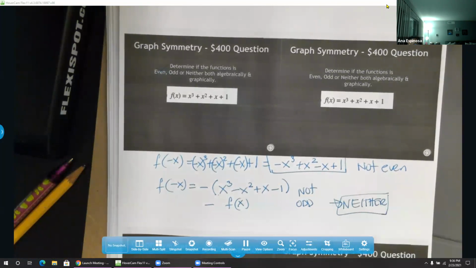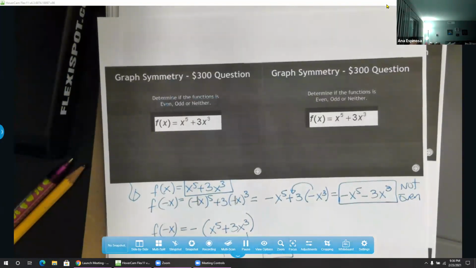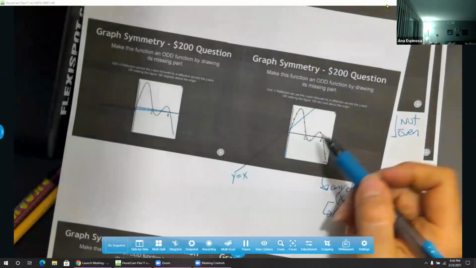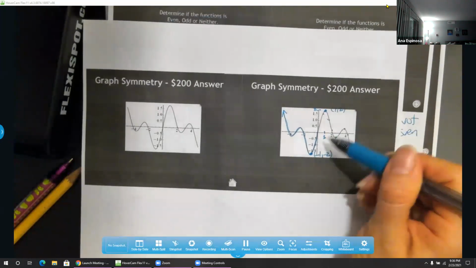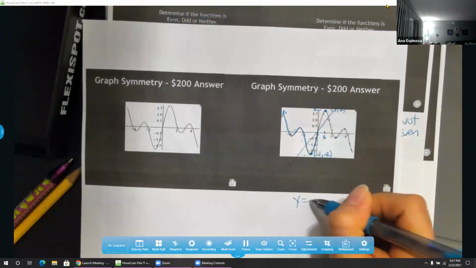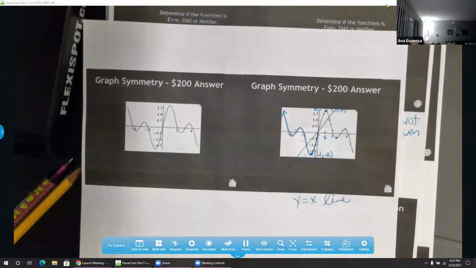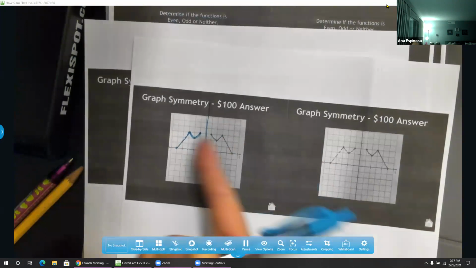It's not even nor odd. Okay, and you can check graphically for the odd functions, like this one, like the previous one. When you graph them, the graph would look something like that. You would have all the dots on this side be reflected over here on this side across this y equals x line. For the even ones, you would have all your graphs reflect across the y-axis.